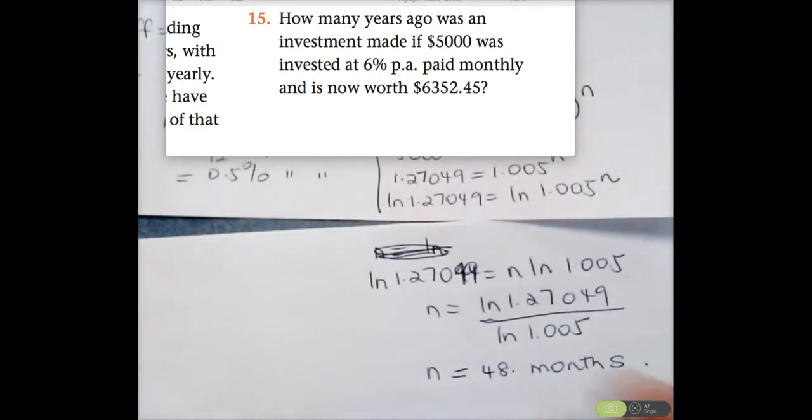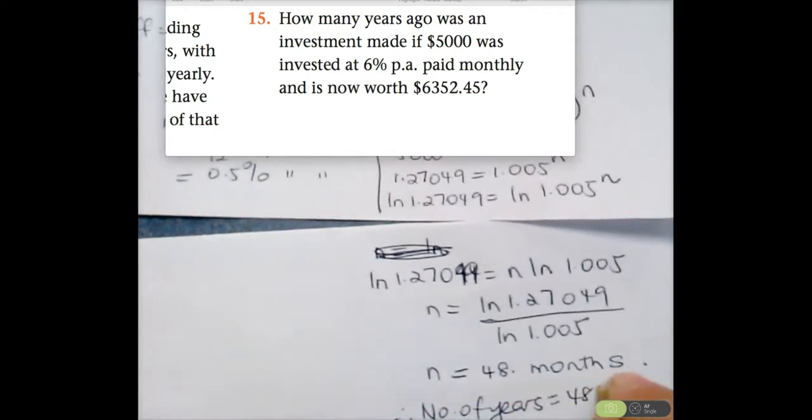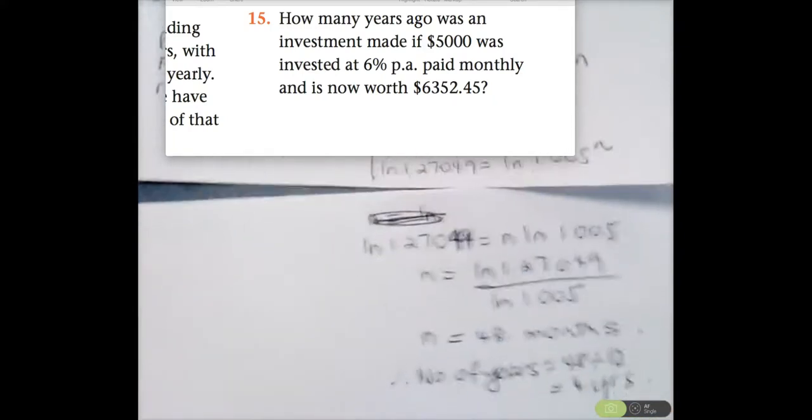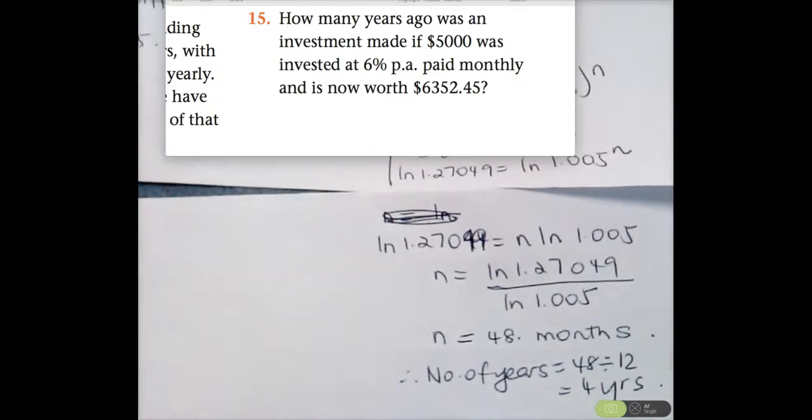Okay? So it's 48 months, therefore how many years? Therefore the number of years is 48 divided by 12, which is 4 years. So therefore the investment was made 4 years ago. So just understand with the compound interest formula, if you're putting an R in that's in months, the N will spit out in months. Okay?